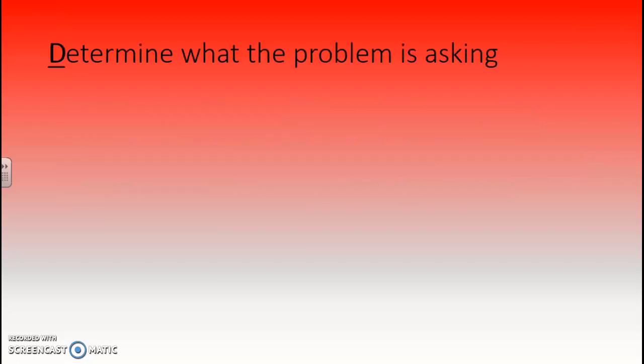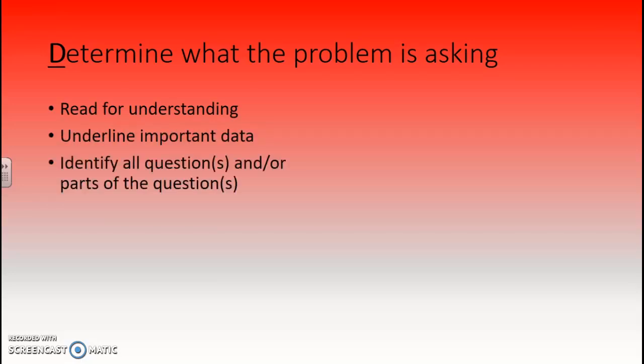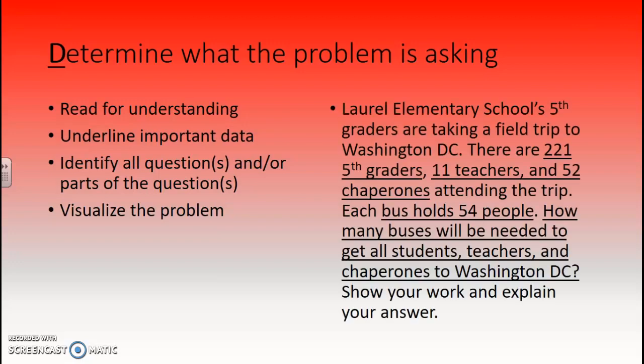So the first step in our problem is to determine what the problem is asking. Some things we need to think about when we're looking at this step are to read the problem for understanding, underline the important data, identify all the questions or parts of the questions, and visualize the problem. So again, looking at the problem, we would need to underline the number of 5th graders that are attending, the number of teachers that are attending, and the number of chaperones. We also need to know how many people can fit on each bus, and then I've underlined the question that we're being asked to solve.